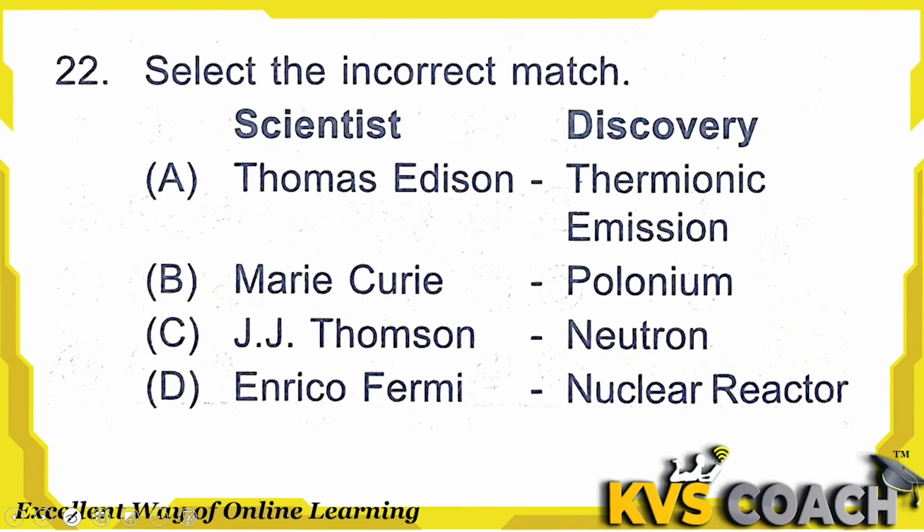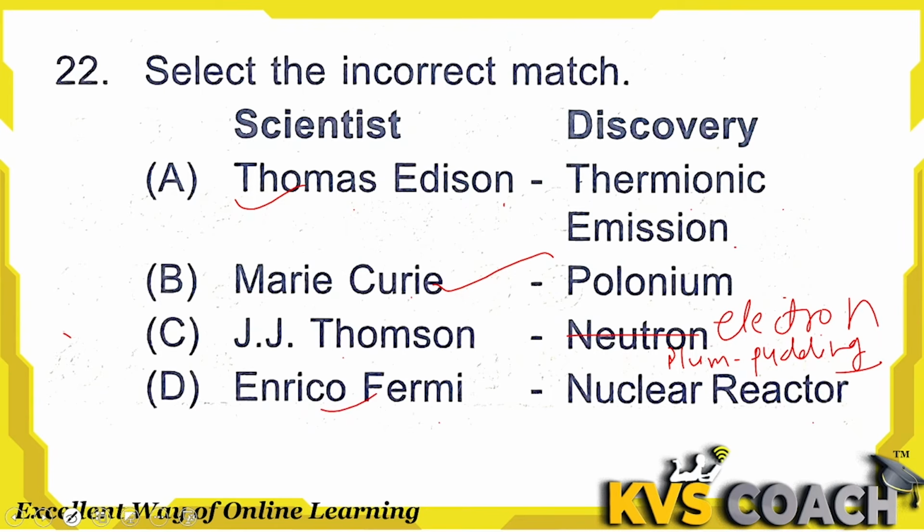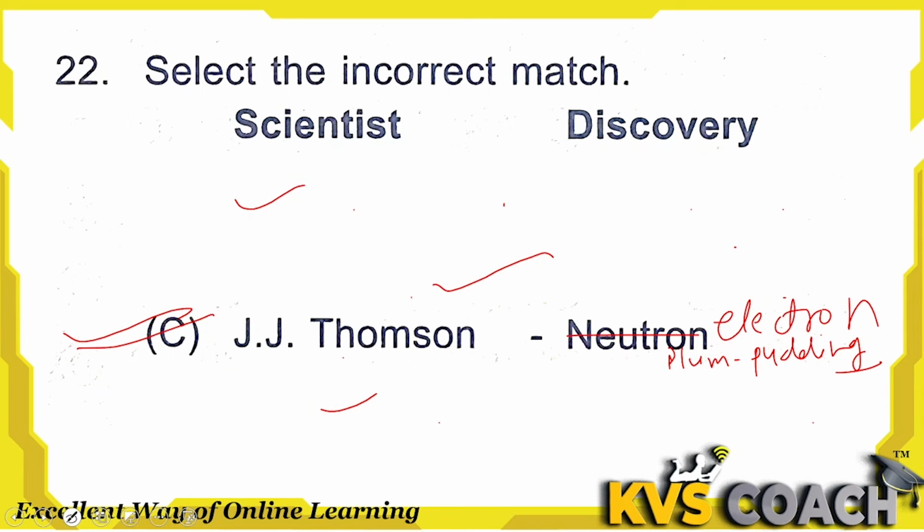Next is select the incorrect match. Option A, Thomas Edison for thermionic emission, right. Marie Curie for polonium, right. J.J. Thomson for neutron, no. He discovered the electron, okay. And the famous plum pudding model was given by J.J. Thomson. The plum pudding model is also known as the Thomson model, okay. Enrico Fermi, nuclear reactor, this is also correct. So the incorrect match is option C only.